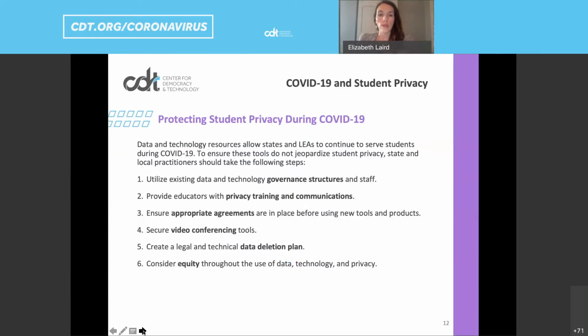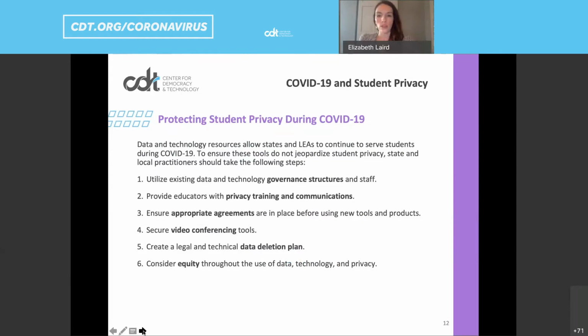So in thinking about the steps that are needed to be taken, both in terms of ensuring legal compliance, but also in terms of truly protecting students and their families in this moment, we are putting forth six steps, and would love your feedback and reactions to them. And I'll talk about all of these in a little bit more detail.